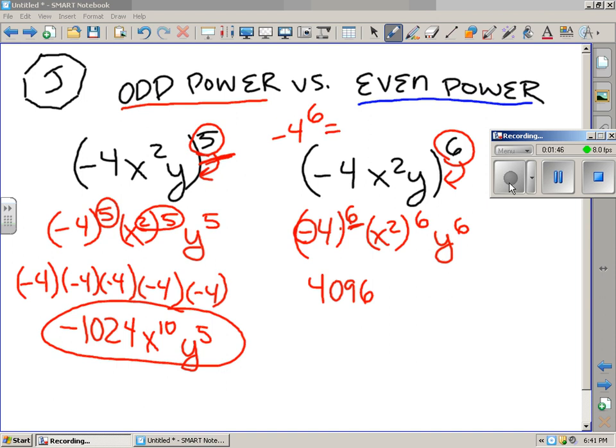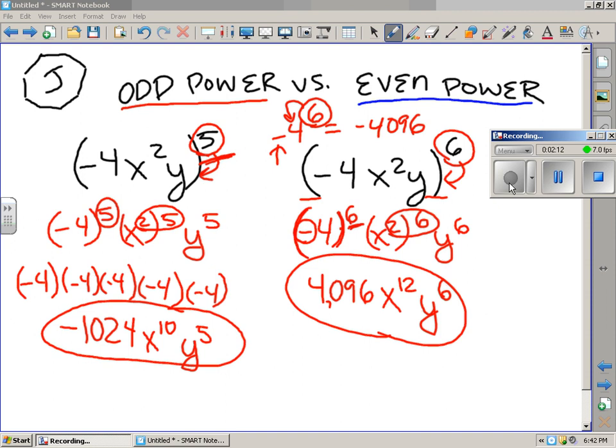That would not be the case, of course, if the -4 hadn't been in parentheses. In this case, -4 to the 6th power would be -4096, because the even power only goes to the 4 and not to that negative symbol out in front. But since we have parentheses, the 6 goes to the entire -4. X squared to the 6th power, power to a power you multiply, and our result is 4096, x to the 12th, y to the 6th power.